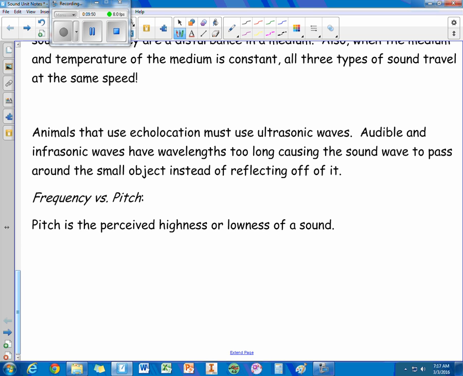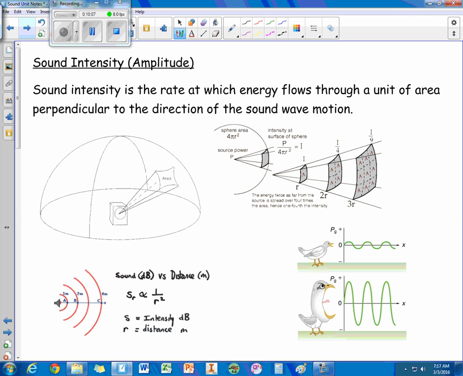Now with pitch, with musicians and humans in general, pitch is the perceived highness or lowness of a sound. So we can think of pitch as being like a qualitative measurement of frequency. Now, we talked about the perceived highness or lowness. Now we can talk about the intensity. And sound intensity is the rate at which energy flows through some unit of area. And really, what I'm talking about when I say intensity is volume. How loud or soft is a sound?